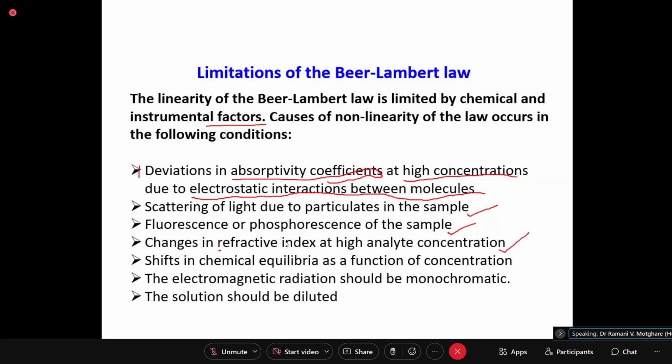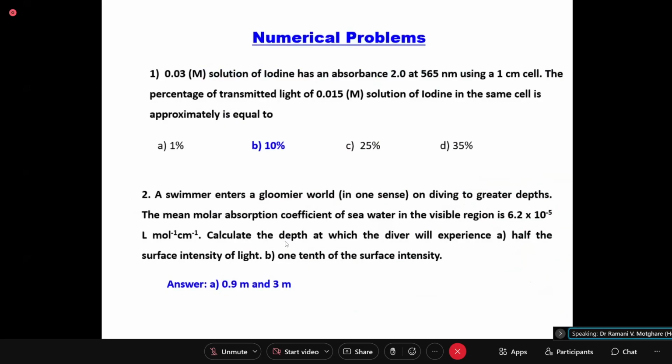Or changes in the refractive index at high analyte concentration. I told you the other day that the refractive index may change. Then a shift in the chemical equilibrium as a function of concentration may be seen, or the electromagnetic radiation should be monochromatic. If it is not monochromatic, then again there will be deviations, and the solution should be dilute. If it is high concentration, then all these things will lead to deviation, and that is why it should be dilute. Then we have some numericals on this.